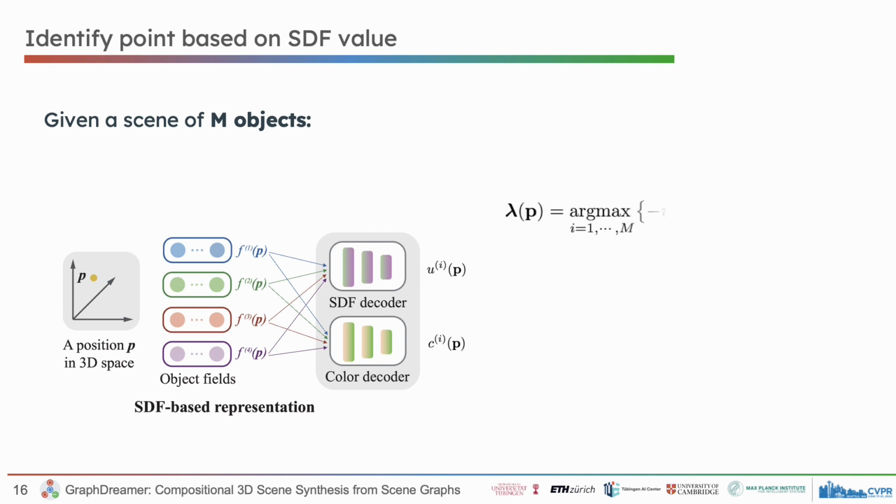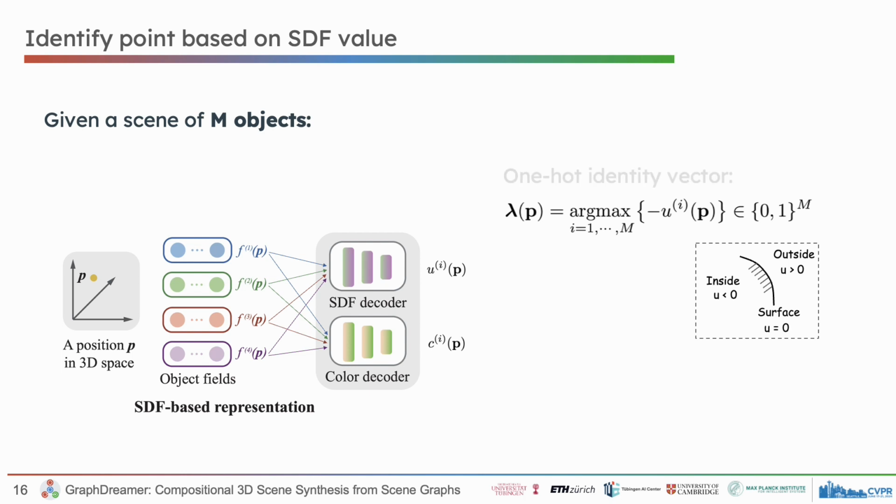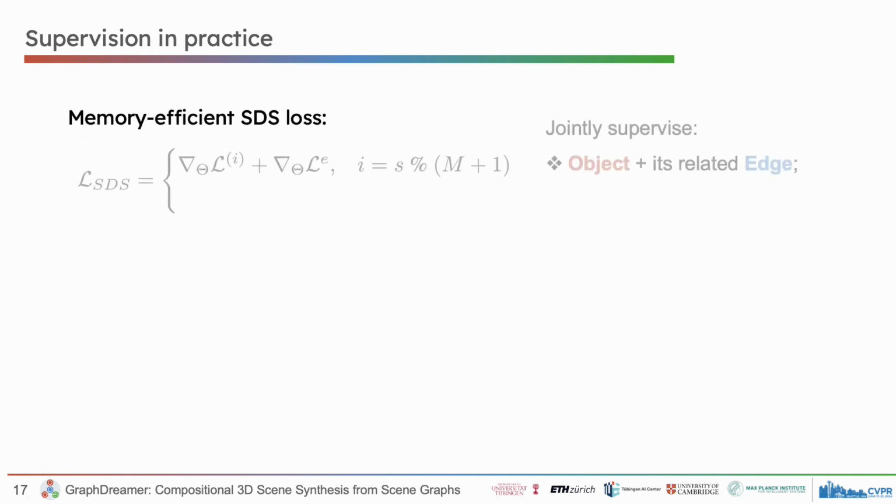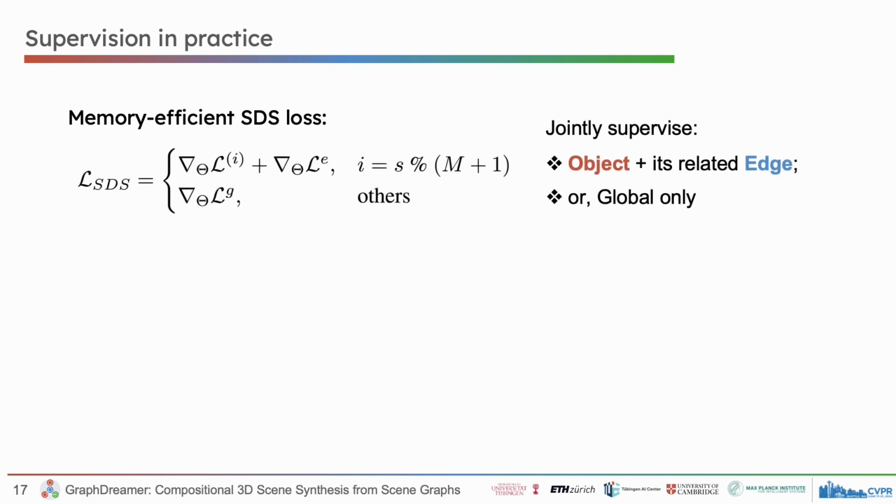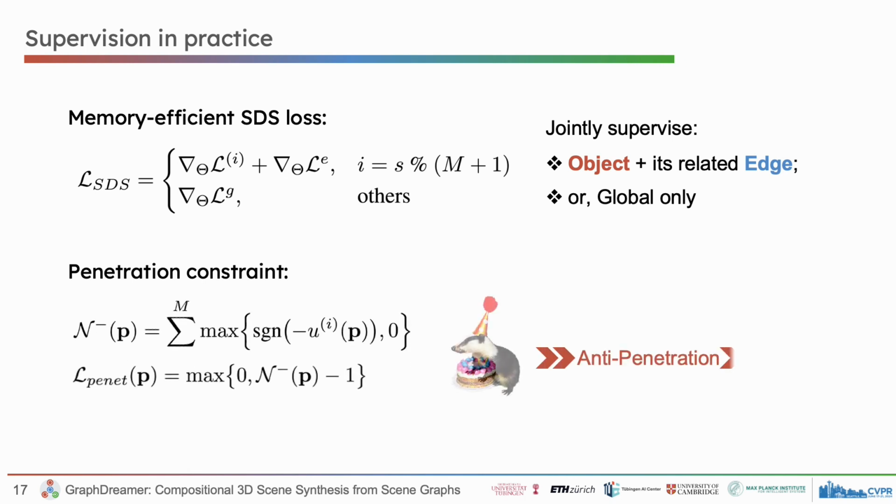Now, based on these SDF predictions, we can identify a point as belonging to object J if its SDF value is minimized at index J. We thus predict a one-hot identity vector for each point in the space, where the index of the non-zero element indicates the object to which the point belongs. Using these identity vectors, we can directly decompose the scene into individual objects. In practice, we combine these three levels of supervision in a memory-efficient way. As we show in our paper, an additional geometry constraint is also needed to account for unobserved spatial locations, such as inside objects and surfaces at object intersections.